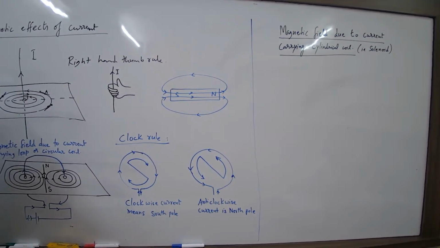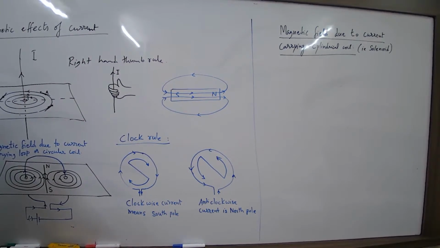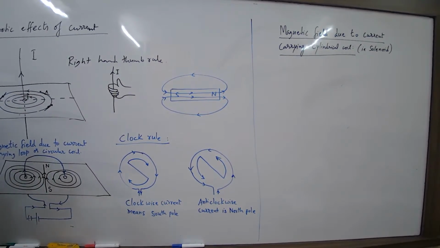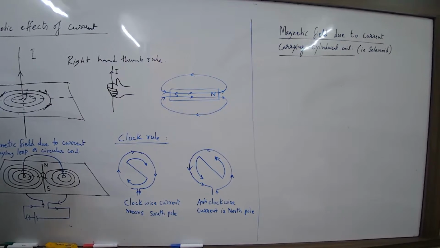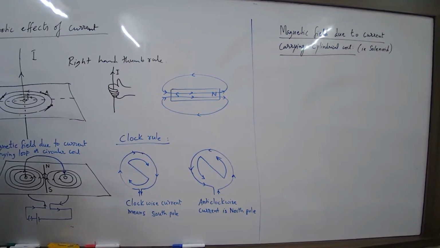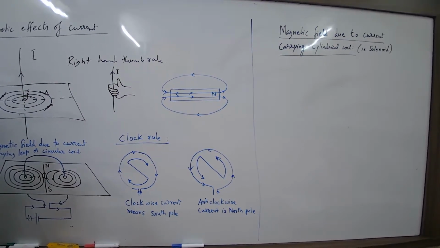Always in case of a solenoid or cylindrical coil, the nature of current at the ends will be opposite. If left is clockwise, then this will be anti-clockwise. It will depend how the wire is wound. If this wire was wound from behind, then this will be clockwise and this will be anti-clockwise.